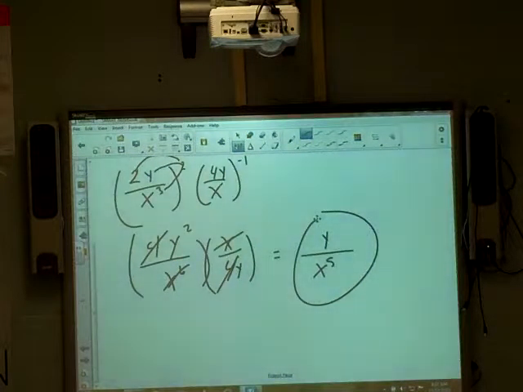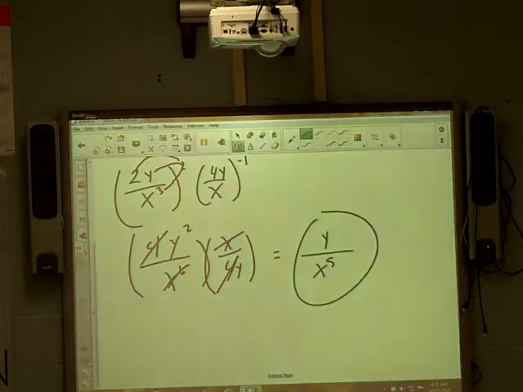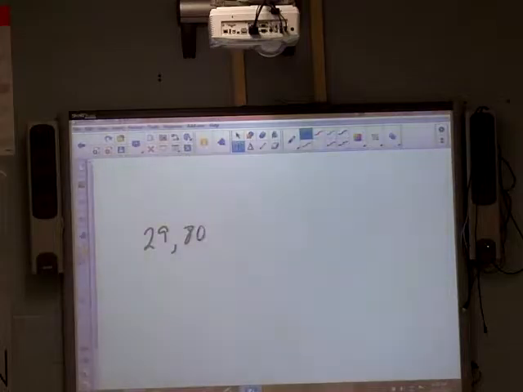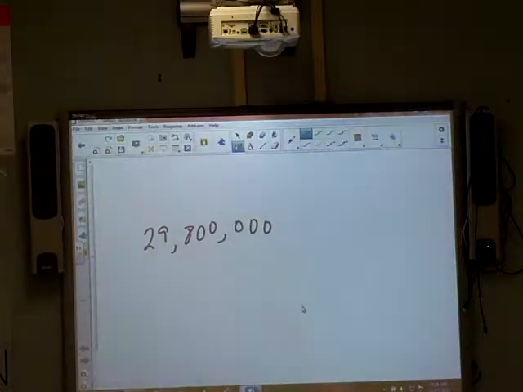All right, scientific notation. That's what we're going to look at now. Scientific notation is just a way of rewriting real big or real small numbers. It's always based on a power of 10. Your calculator puts an E, we type times 10. If I had 29,800,000 and wanted to rewrite that in scientific notation, your rule is it's going to be a single digit to the left of the decimal point. So it's got to be anything between 1 and 9 to the left of the decimal point.